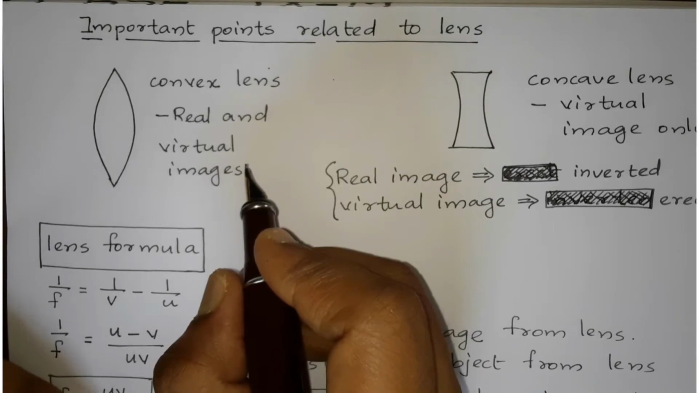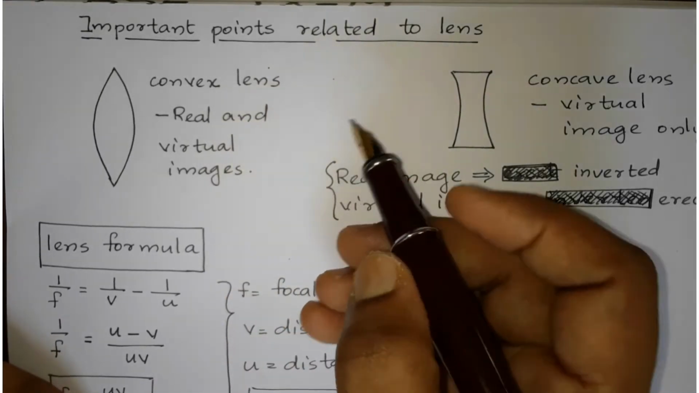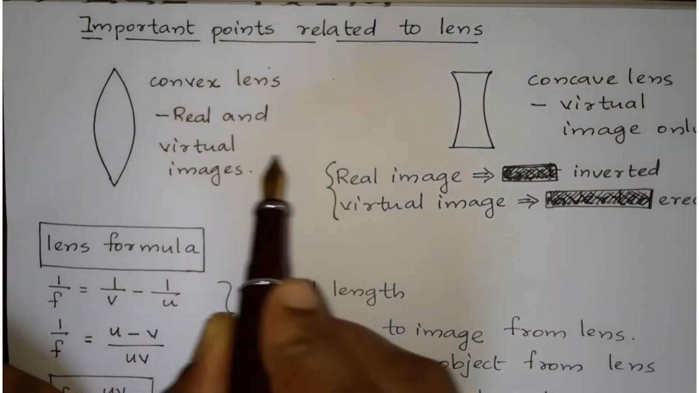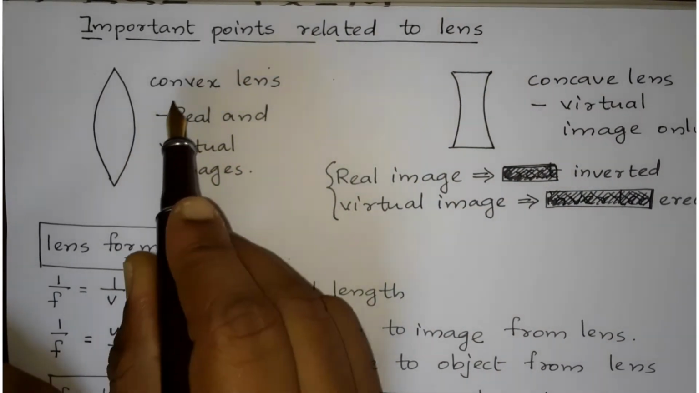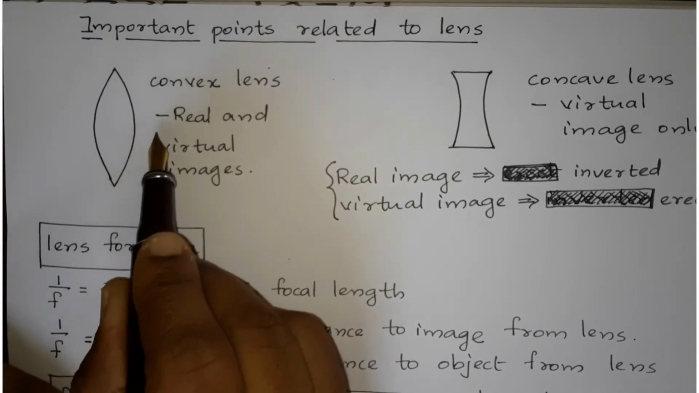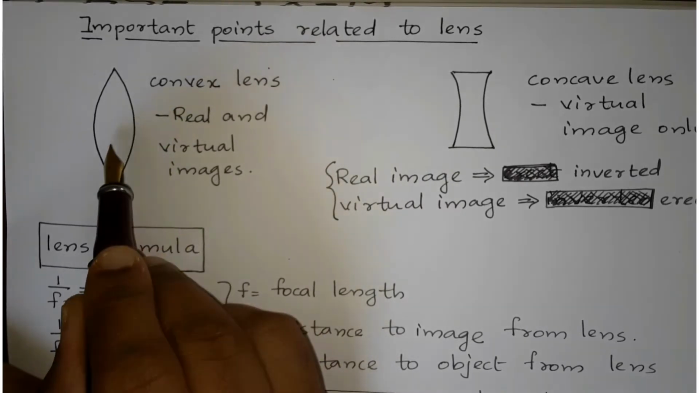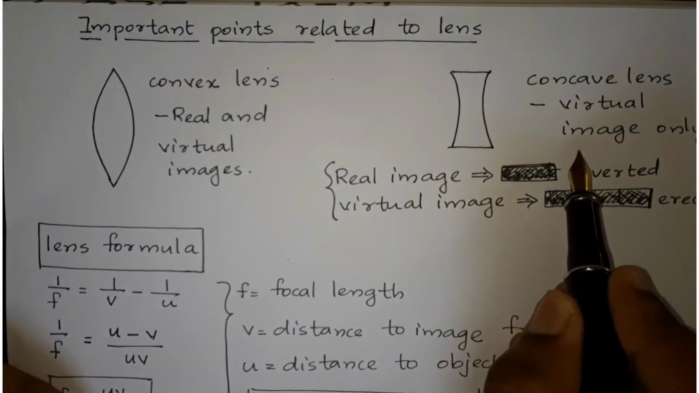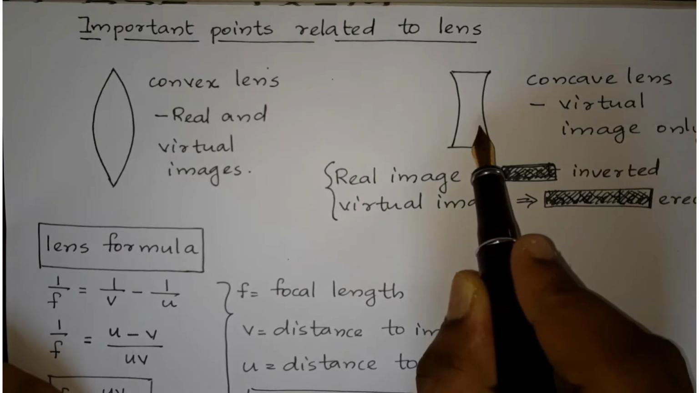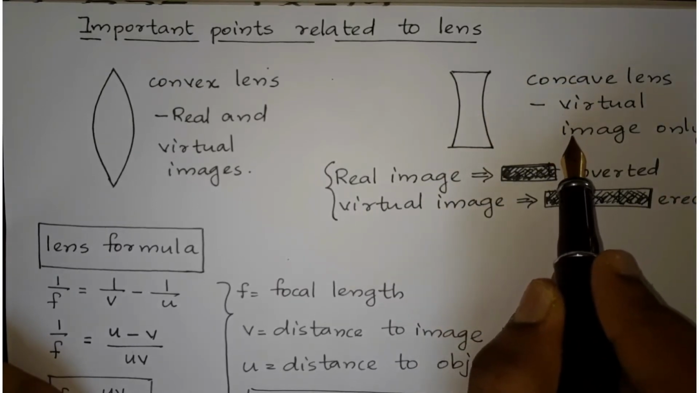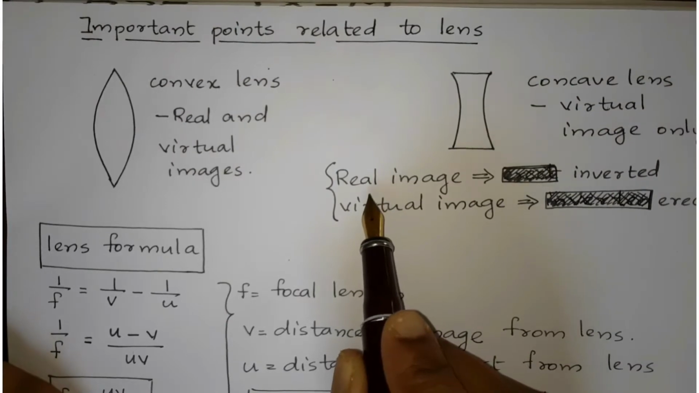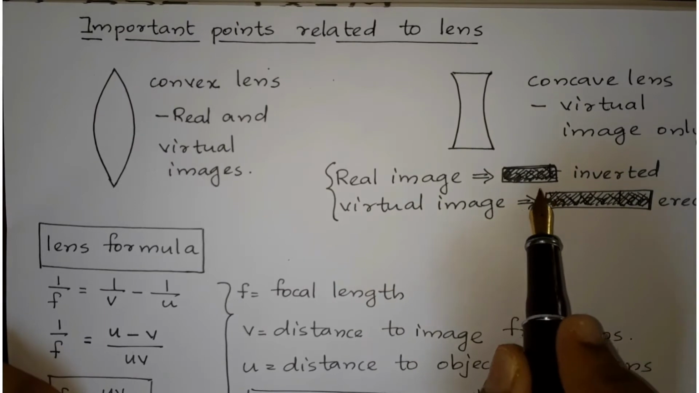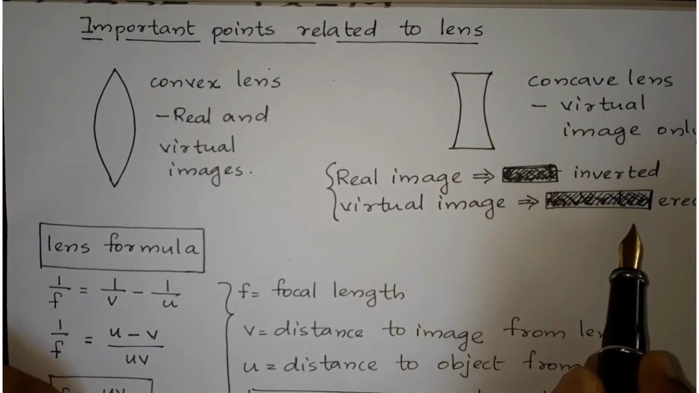Before we start our problems, let us recollect all the important points related to lens. Through this chapter, we learned about two types of lens. This is convex lens. It can create real and virtual images. This is concave lens, which can create only virtual images. That is an important point. And real image means it is inverted. Real image is inverted and virtual image is erect.